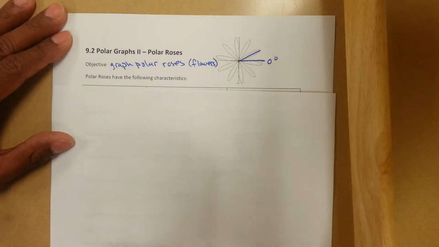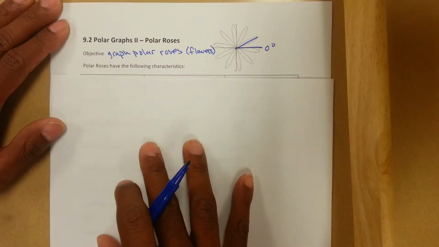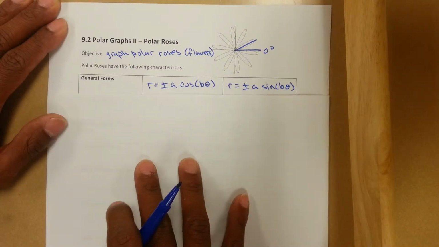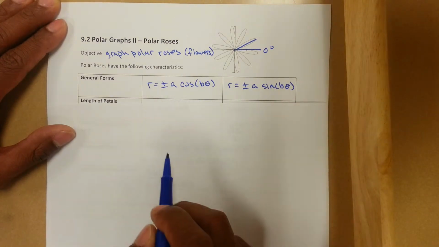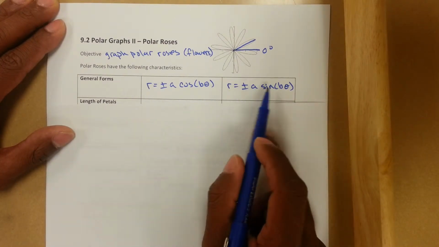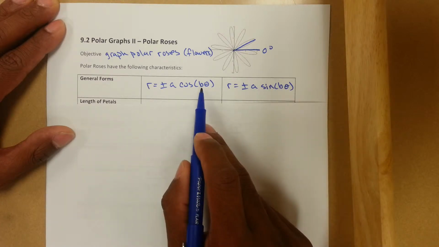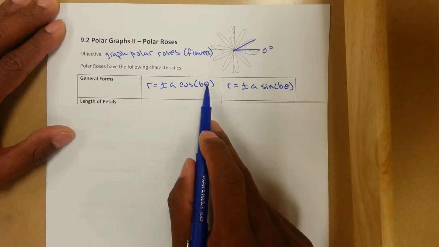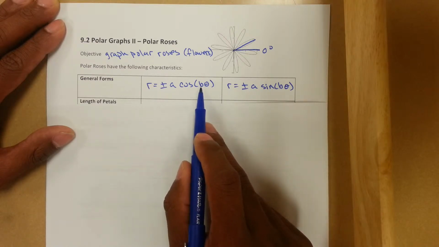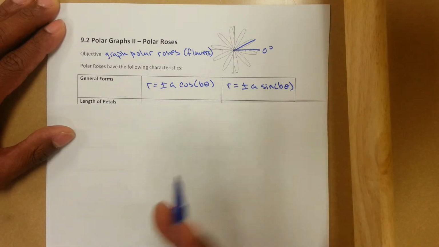Now the best way to tell an equation is a polar rose is that your equation is going to look very similar to a polar circle. The difference is that the coefficient of theta is going to be something other than 1. So the general forms of a polar rose are going to be positive or negative a cosine b theta, or positive or negative a sine b theta. If b is 1, if the coefficient of theta is 1, you're going to have a circle. However, if the coefficient of theta is something other than 1, you're going to have a polar rose.